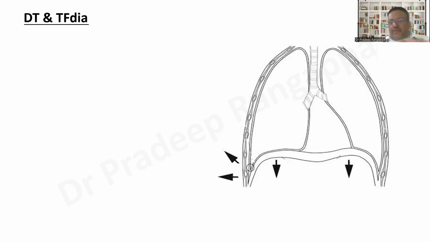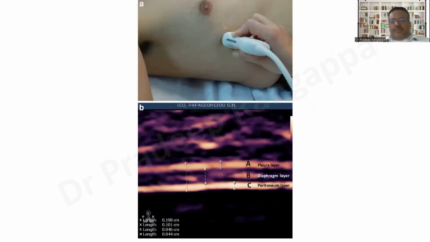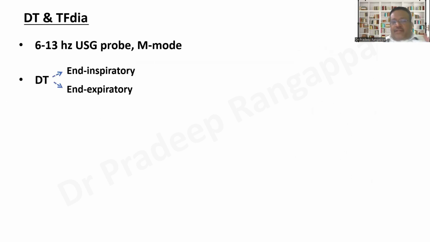I'll just briefly cover it. You have to look at the costophrenic angle, which is where there is approximation of all the structures: the lung, pleural space, and parietal peritoneum. We have to put the curvilinear probe at the anterior axillary line. You get a picture like this, where this is the pleural layer, diaphragmatic layer, and peritoneal layer. For the diaphragm you use the 6 to 13 hertz ultrasound, and diaphragmatic thickness has to be captured on M mode at end inspiration and end expiration.